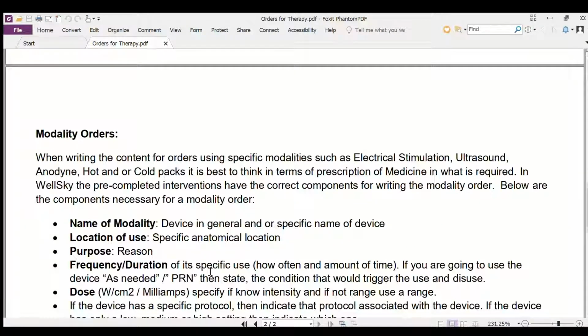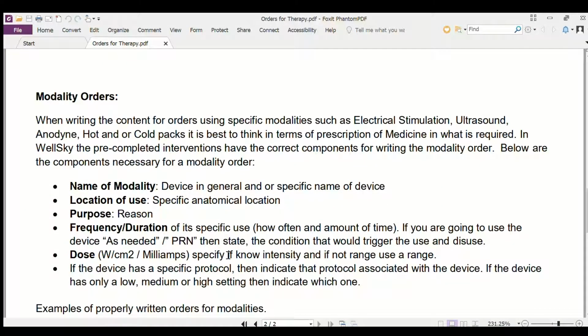If you're writing orders for modalities, you have to have much more information. You want to think of the modality order just like a medicine. You want to think, what kind of modality are we doing? Where are we going to apply it? The reason for it, frequency and duration of that specific modality, and then the dose.